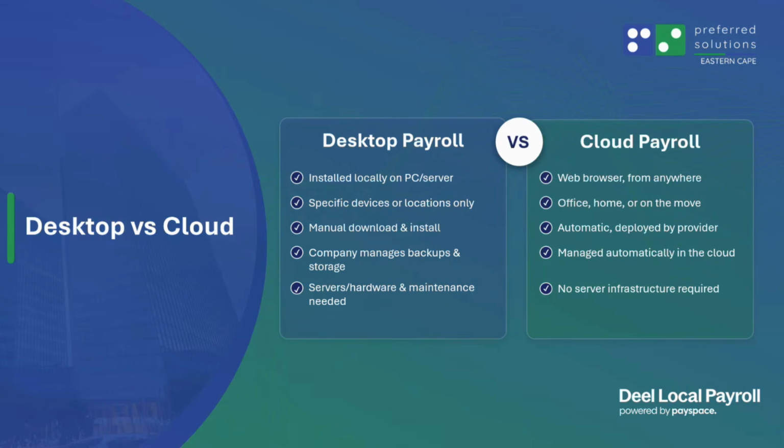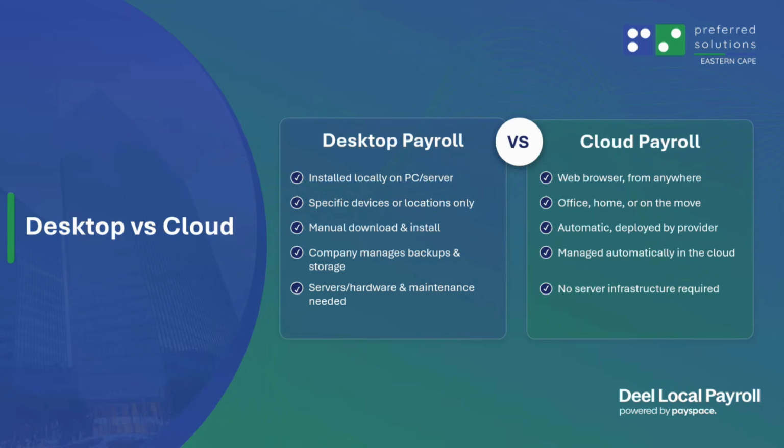Let's start with the basics. Where does the system actually live, and how do you get to it? Desktop payroll is installed locally on a PC or on your own company server. By default, that means your users are working from specific devices in specific locations. Cloud payroll flips that around completely. It's accessed through the web browser, so your team can log in from anywhere there's an internet connection, the office, home, or even while they're traveling. If flexibility for a distributed team is a priority for you, that's point one in cloud's favor.